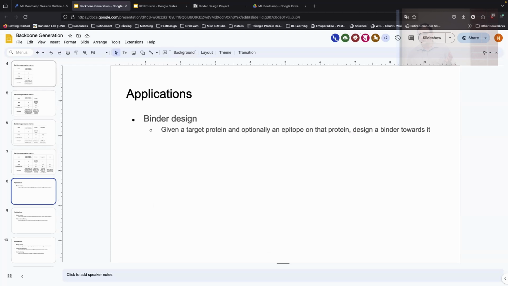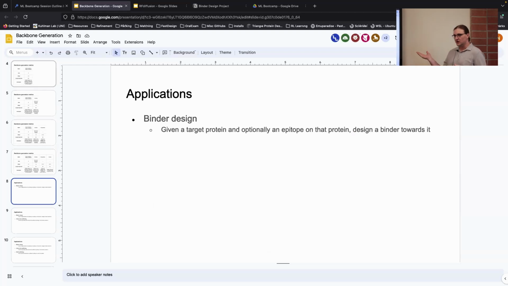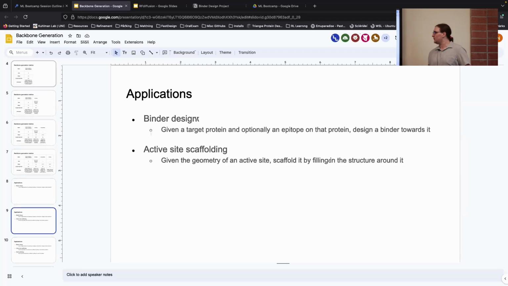Okay, why would we use backbone generation? Well, you're going to be using it for the binder design project. So you're going to be given a target protein, which you already have, and then there's also an epitope. There's a little table at the end that specifies the hotspot residues that you'll be using for your binder design project. And the idea is you just design a binder towards it. There's also active site scaffolding, so you can hold a specific set of residues fixed and then generate a scaffold around it to harbor that active site.